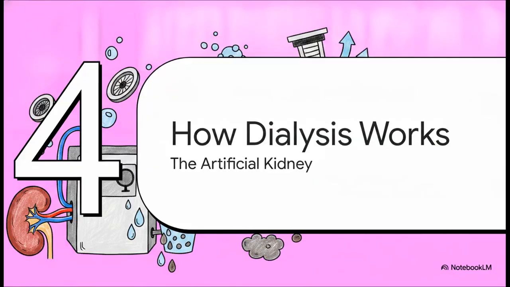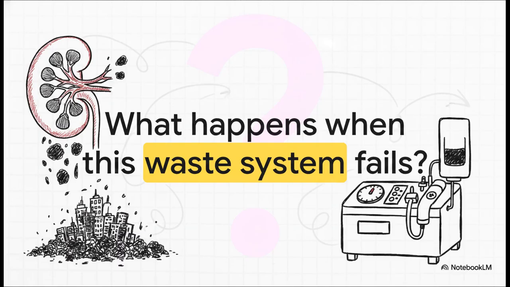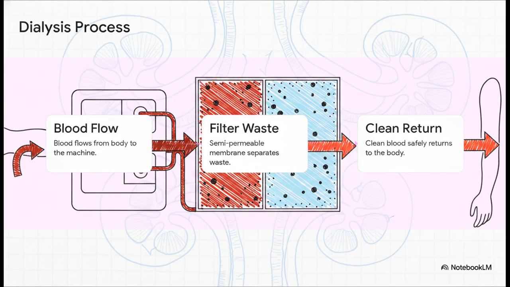Let's move on to section 4, how dialysis works. Now, I want to pose a pretty serious question directly to you. What happens when this incredible biological waste management system just fails? When disease or injury compromises those millions of nephrons we just looked at, the toxic waste in that bustling cellular city starts piling up really fast. And this is exactly where we have to pivot from natural biology to a mechanical, completely life-saving solution. Let's walk through this step-by-step flowchart.